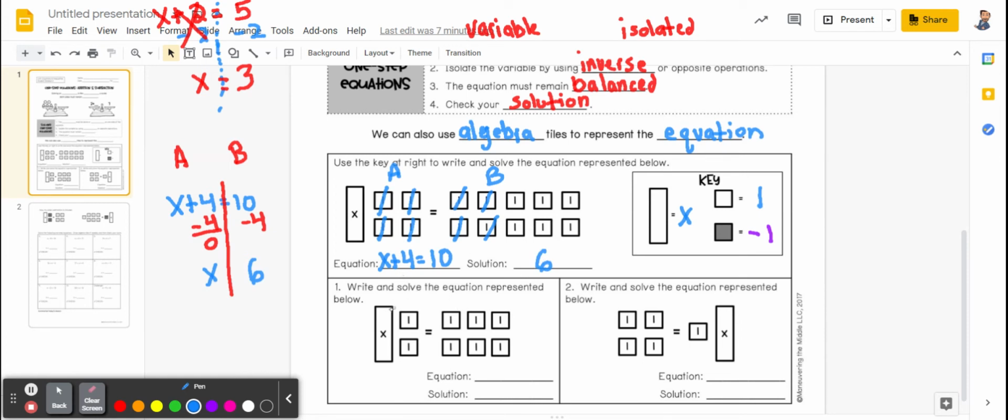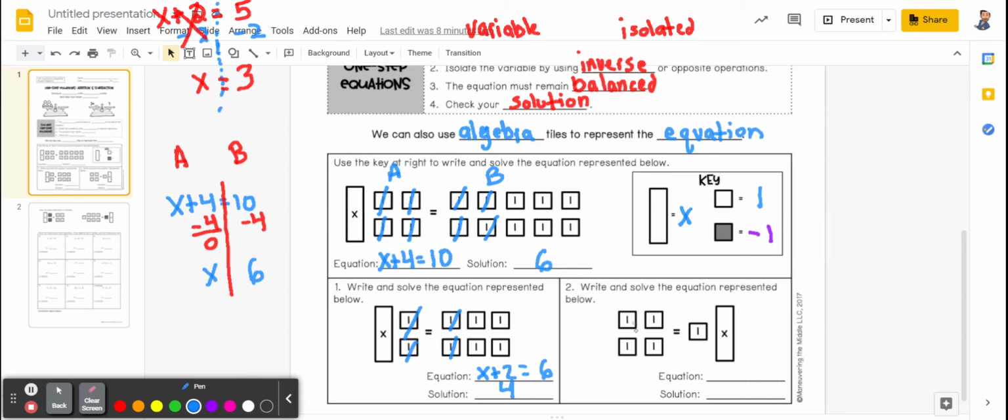Let's look at number 1 down here. Write and solve the equation represented below. We have x plus 2 equals 6. Okay, well, we have to get x isolated, so let's cross out 2 here, and we'll cross out 2 here. We're subtracting 2 from each side. And what's left? Well, x equals 4. The solution is 4. All right.